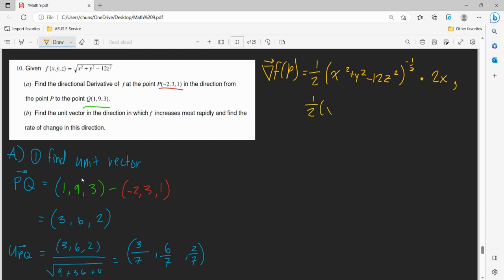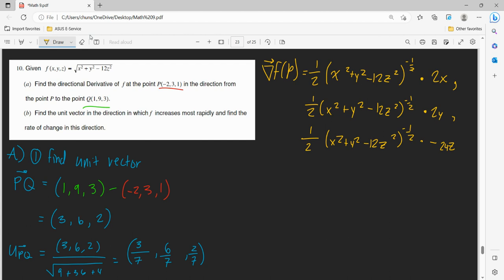So our second one, same drill. I'm going to go through this one a little quicker. And that's times 2y. Second one, third one. Oh, this is going to be negative 6z. What am I saying? Sorry, 24z. Okay, there we go.